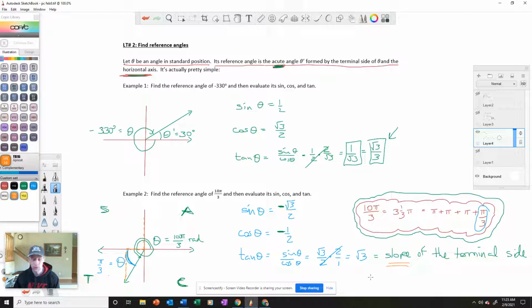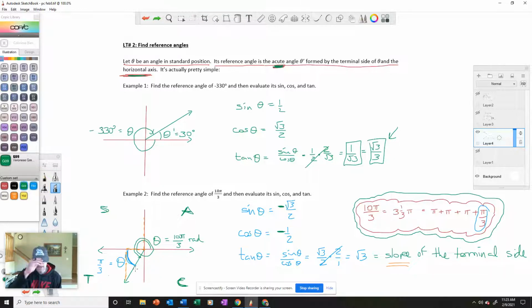which tells you intuitively that if the line's going up this way, it has a positive slope. So the tangent has to be positive in the first and third quadrants. But if it's going like this, the tangent's going to be negative because it has a negative slope. Boy, I sure made an ugly mess out of that. But anyways, it's a nice thing to remember that the tangent is actually the slope of that terminal side. And the slope here is obviously positive. You learned that back in Algebra 1.